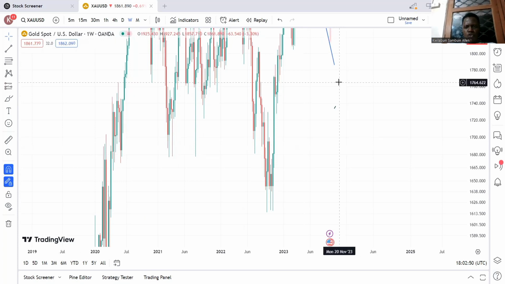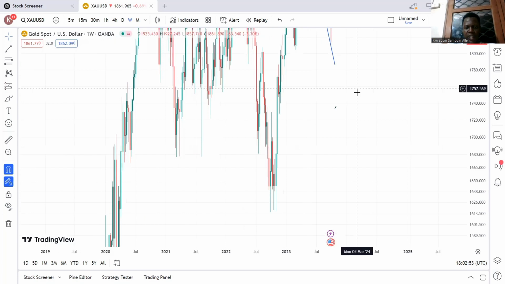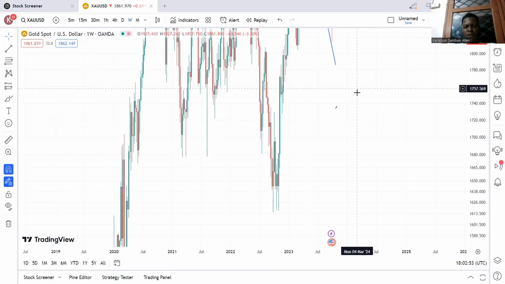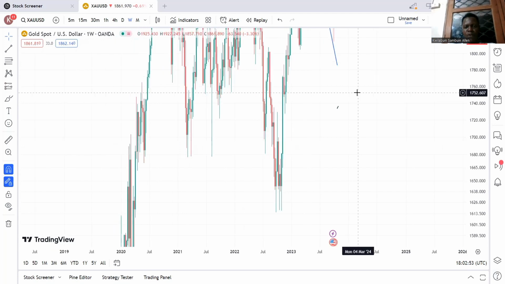So as a trader, what you have to do here is be looking for buying opportunities on the downside.